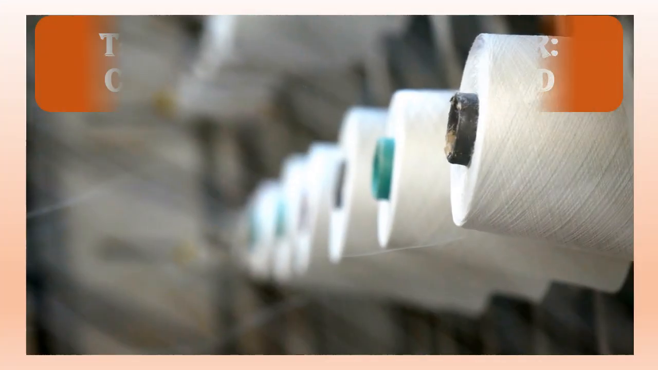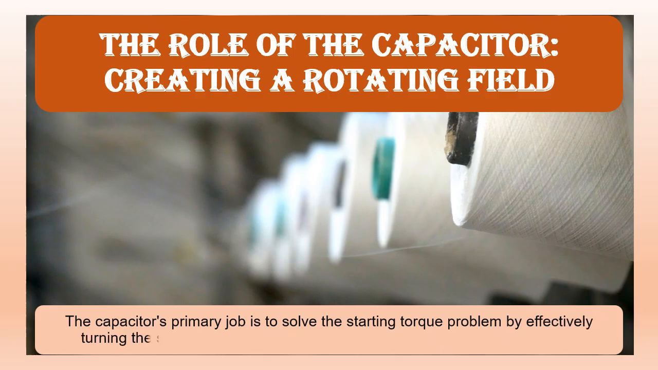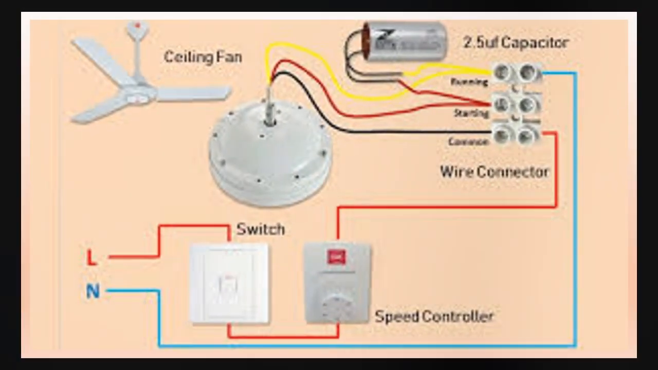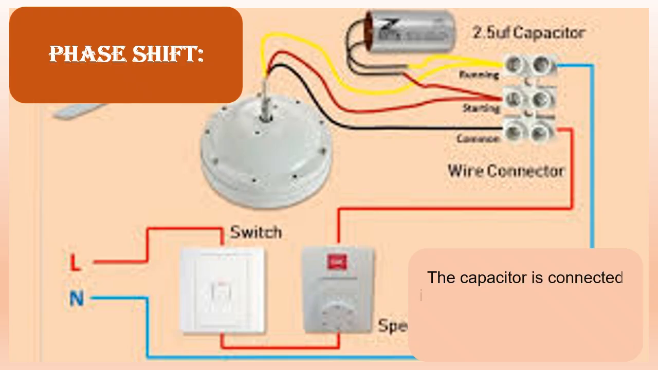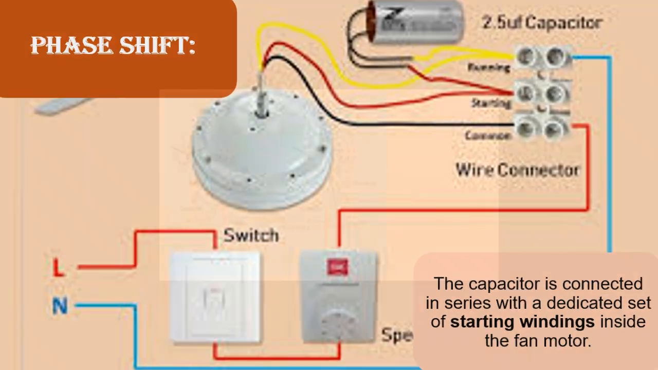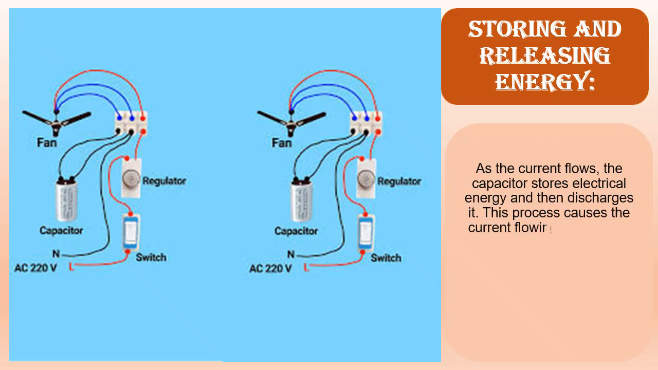The role of the capacitor: creating a rotating field. The capacitor's primary job is to solve the starting torque problem by effectively turning the single-phase supply into a two-phase supply within the motor. Phase shift. The capacitor is connected in series with a dedicated set of starting windings inside the fan motor, storing and releasing energy. As the current flows, the capacitor stores electrical energy and then discharges it. This process causes the current flowing through the starting windings to become out of phase with the current flowing through the main, or running, windings.